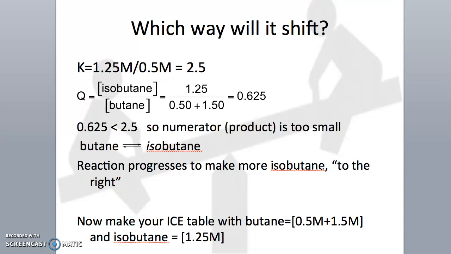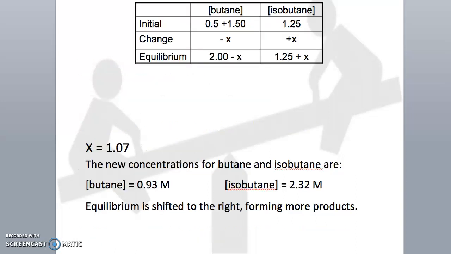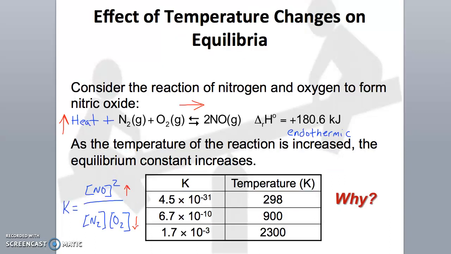Notice how the ICE table initial concentrations include the added butane as well. This is showing the calculation of the equilibrium constant and the reaction quotient. Since Q is smaller than K, we know the shift will be to the right, and this is needed for the change row in our ICE table. Your ICE table will look like this, and we can solve for x using the equilibrium constant value of 2.5. X equals 1.07, so the new equilibrium concentrations can be calculated.